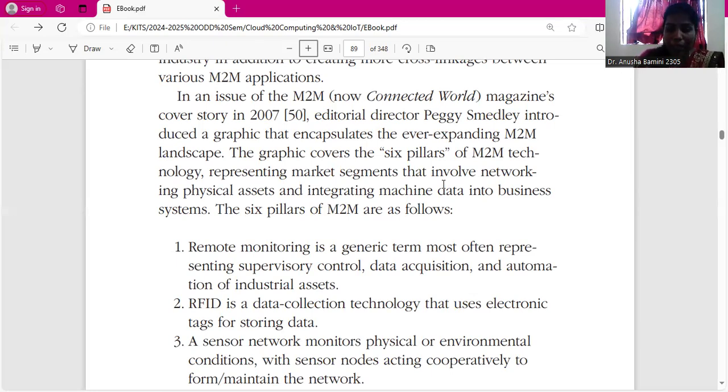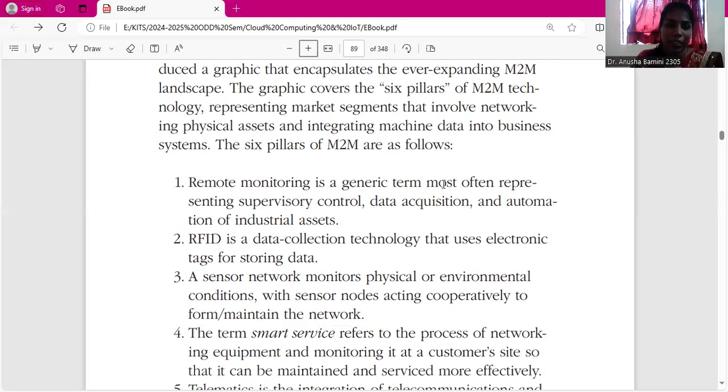The six pillars are: first one, remote monitoring. We know the device may be anywhere, but from a remote location we can see what is going on. For example, we can consider CCTV. At present, as humans, we are not present in the particular place, but we can monitor it with the use of this remote monitoring concept. For example, bedridden people, vehicle accidents. The use of CCTV is very important in our personal life as well as industrial. So in the M2M six pillars, remote monitoring is the first pillar.